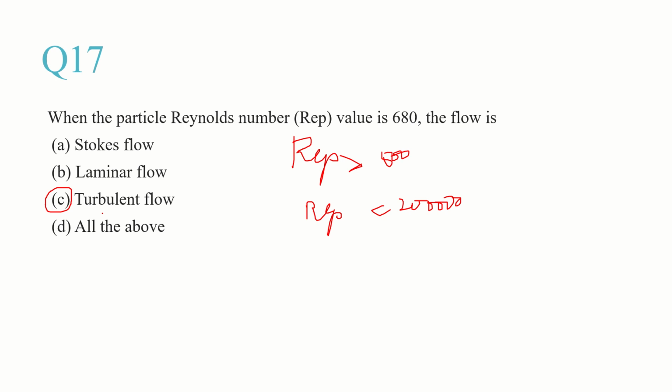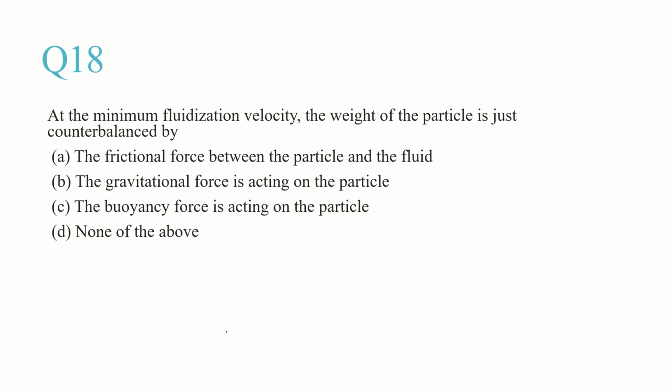Stokes flow or laminar flow occurs when the particle Reynolds number REP is less than 1. REP is nothing but rho V dP by mu, where rho is the density of the fluid, V is the fluid velocity, dP is the diameter of the particle, and mu is the viscosity of the fluid. So the answer to this is turbulent flow. And we'll move to question 18.